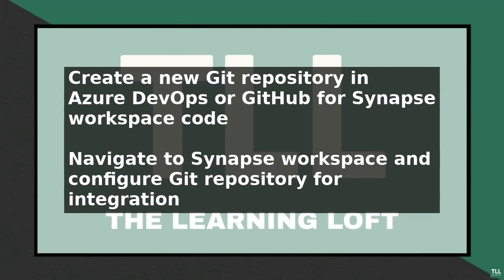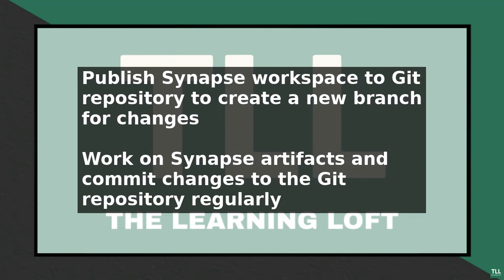After configuring the Git repository, you will need to publish your Synapse workspace to the Git repository. This will create a new branch in your repository. You can then work on your Synapse artifacts, such as pipelines, datasets, and notebooks, and commit changes to the Git repository. To collaborate with others, create a new branch for each feature or update, make changes and commit them.